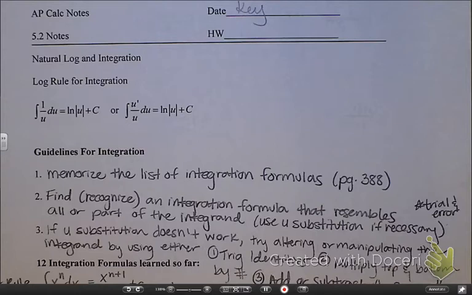So remember that the derivative of ln is 1 over x. So therefore the integral, which is the opposite of the derivative, the integral of 1 over u would be ln of u plus c, as long as you have that du there. Or vice versa, again, the integral of u prime over u du is ln of u plus c. So we'll do some examples to make that make a little more sense in just a minute.